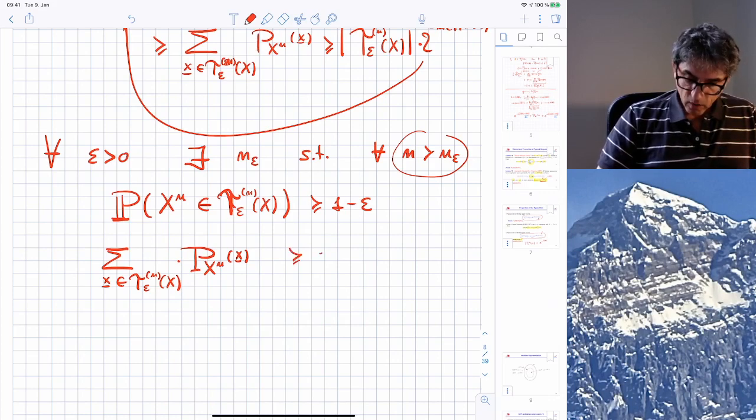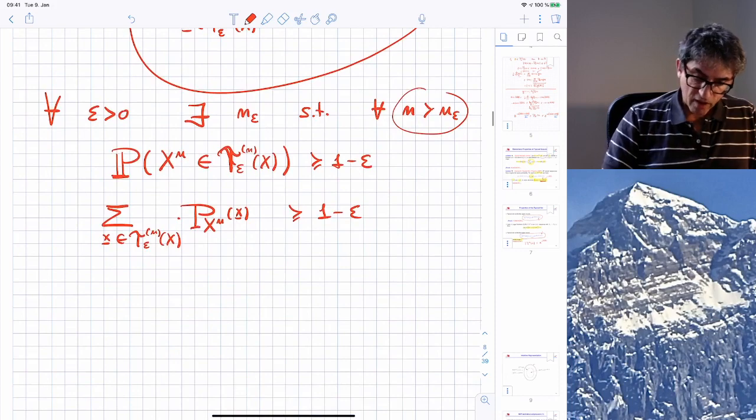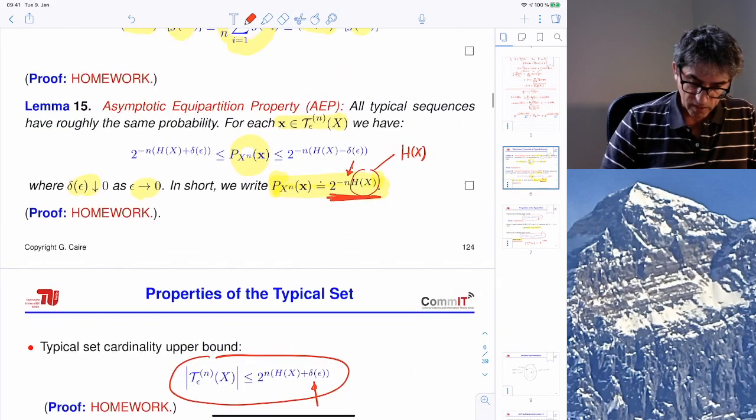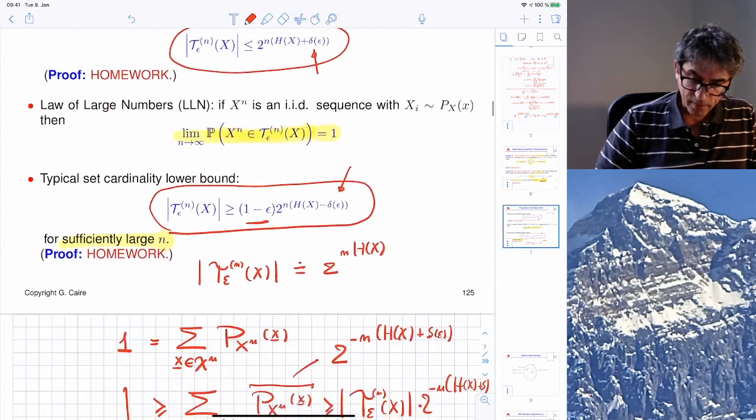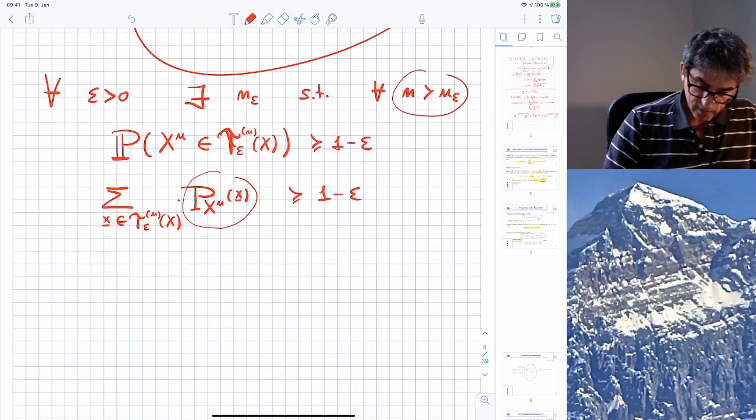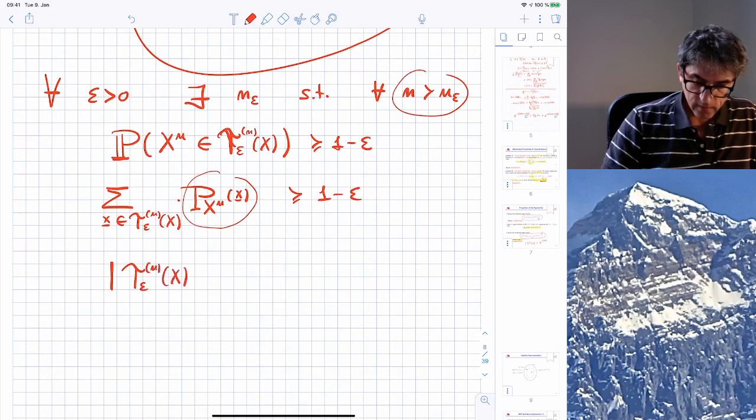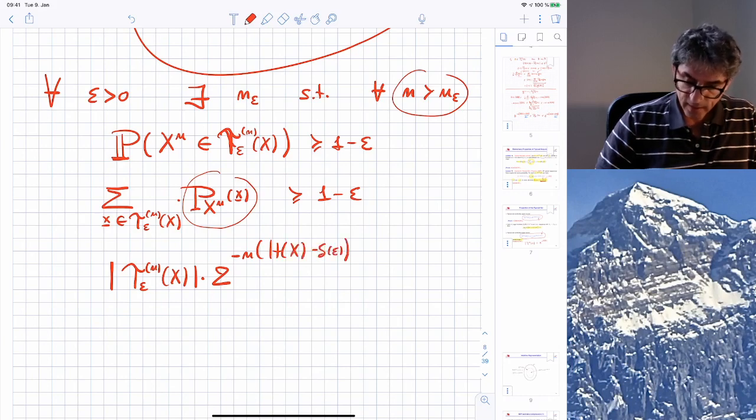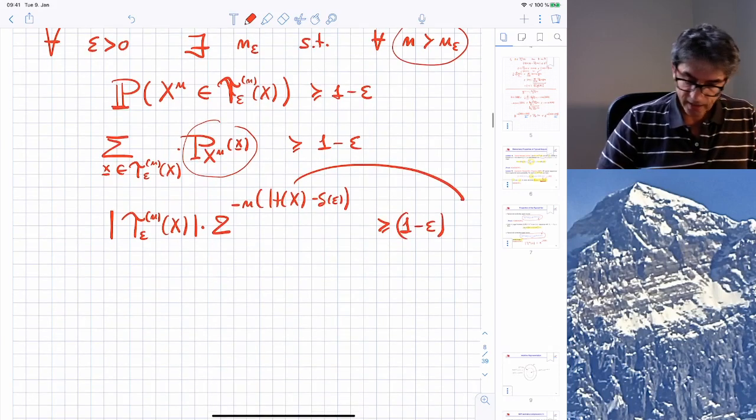So this is greater or equal than 1 minus epsilon, but now I have a uniform upper bound to these probabilities by using the asymptotic equipartition property in the other way. Before we had a uniform lower bound. So now we can write this as the cardinality of the set times this uniform upper bound, which is 2 to the minus n (h(x) minus delta), and this is greater or equal than 1 minus epsilon, and then I simply multiply this here and I get my lower bound.